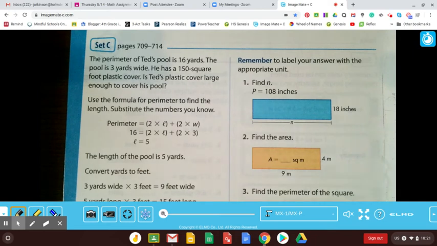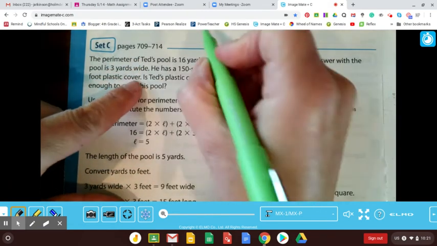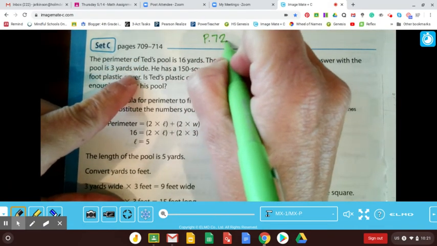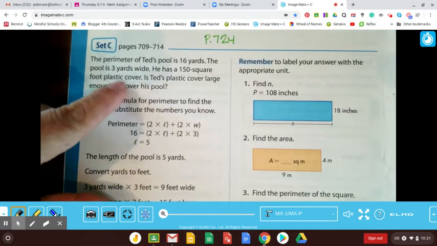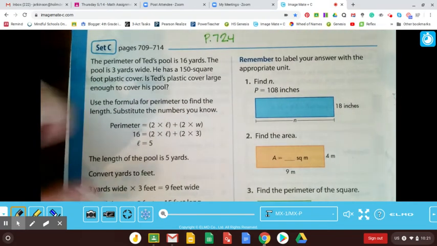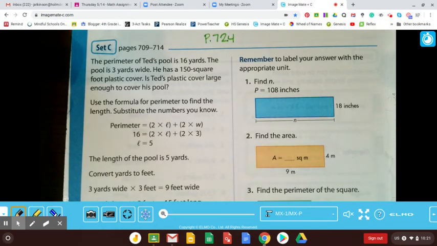All right, welcome to part 2 of this video. We're now working on the back, page 724. This is page 724, and this video shouldn't be too long. We're just talking about perimeter and area as we review for our topic 13 test.